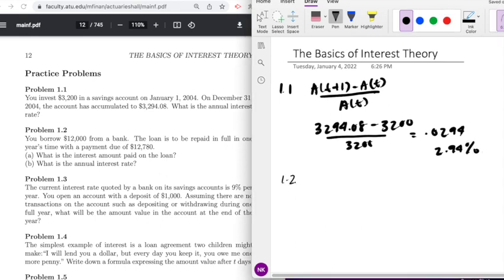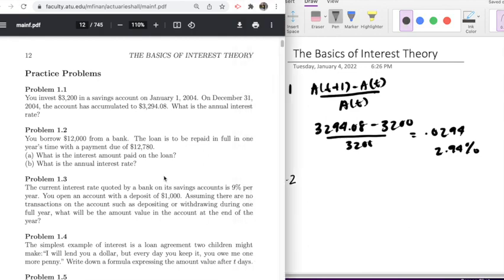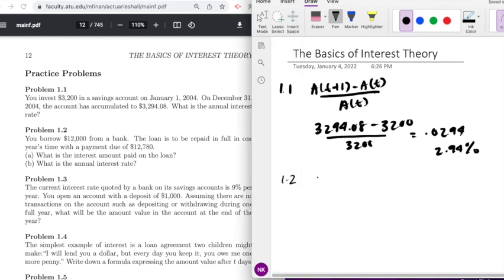For question 1.2, if you borrow $12,000 from a bank, the loan is to be repaid in full in 1 year's time with that amount. What is the interest rate? So as we know, the formula is going to be A of t plus 1, the later date, minus the initial, to find that interest amount paid. So for part A, it's 12,780 minus 12,000, which is going to be equal to 780.